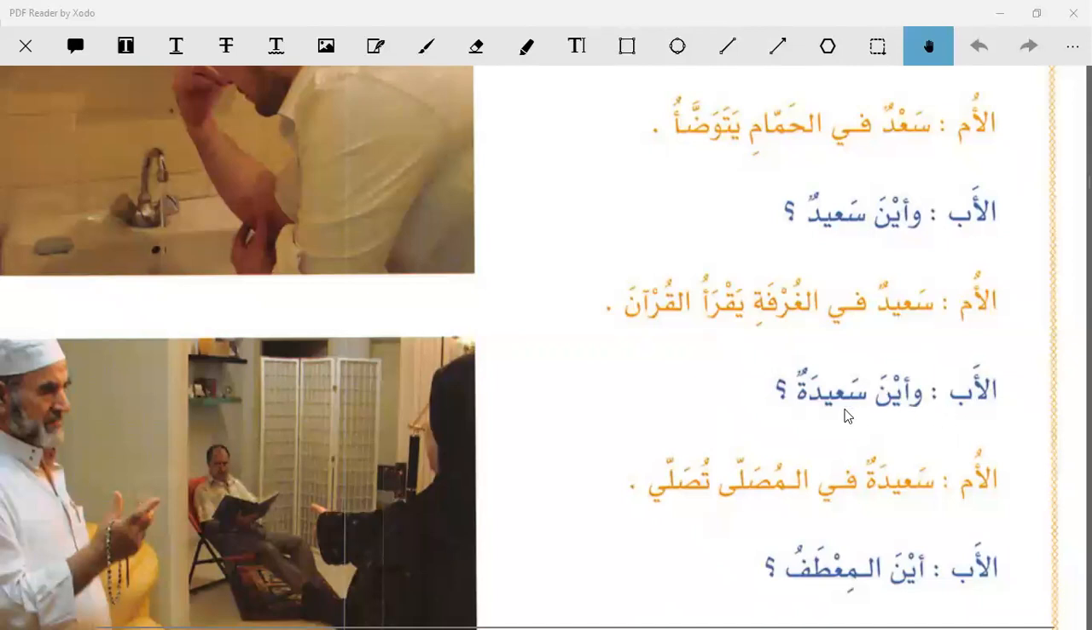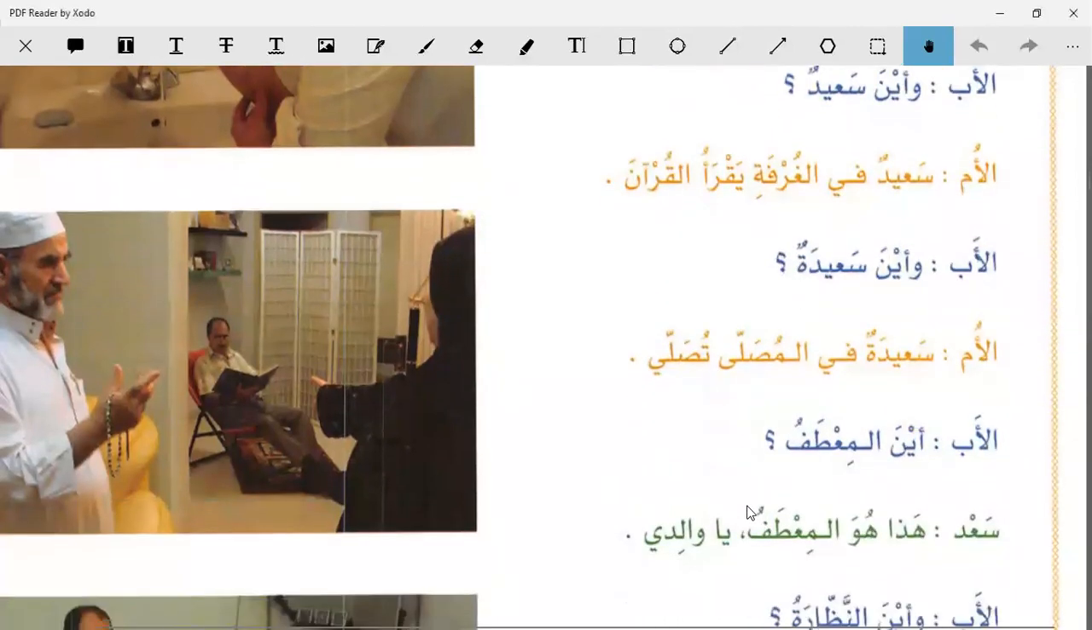Al-ab, wa aina Sa'ida? And where is Sa'ida? So this time you see we have a female, so we need to change the verb also. Al-um: Sa'ida fil musalla tusalli. Sa'ida is in the musalla, she is praying.